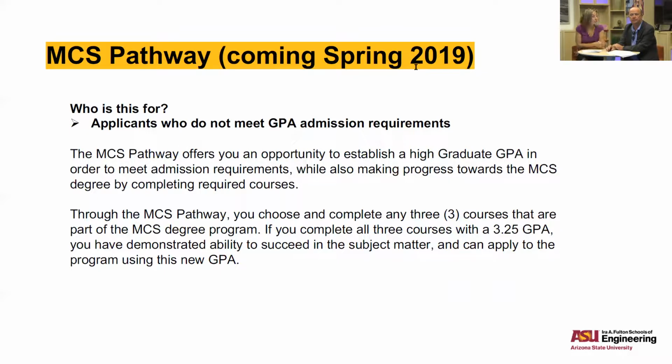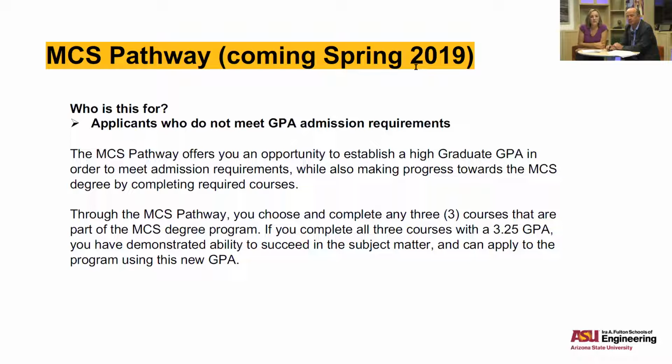So this is new, and it's getting ready to launch in mid-November. We're going to have a pathway option for students who may not have that GPA requirement we mentioned, the 3.25 in the last 60 hours. These students can enroll as a non-degree student at ASU and establish a high graduate GPA, which will assist them in meeting the admissions requirement. Those classes can then be transferred into the MCS degree, so they'll still make progress toward the degree while establishing that they can be successful in our graduate courses.